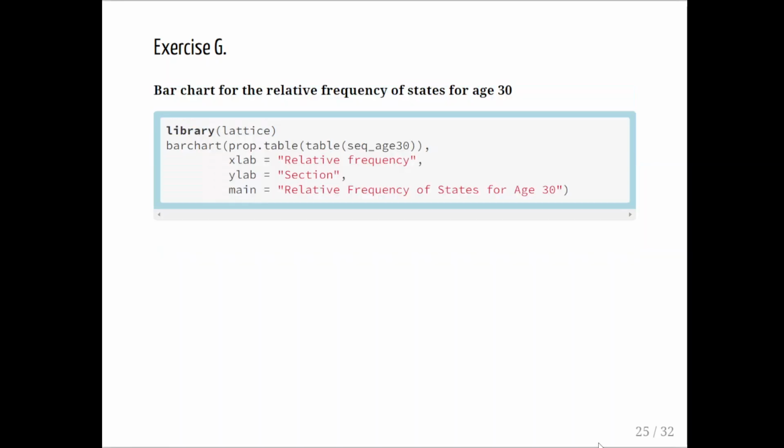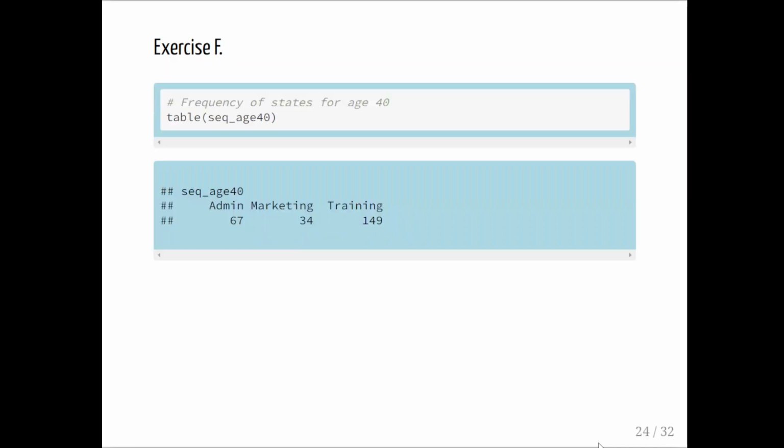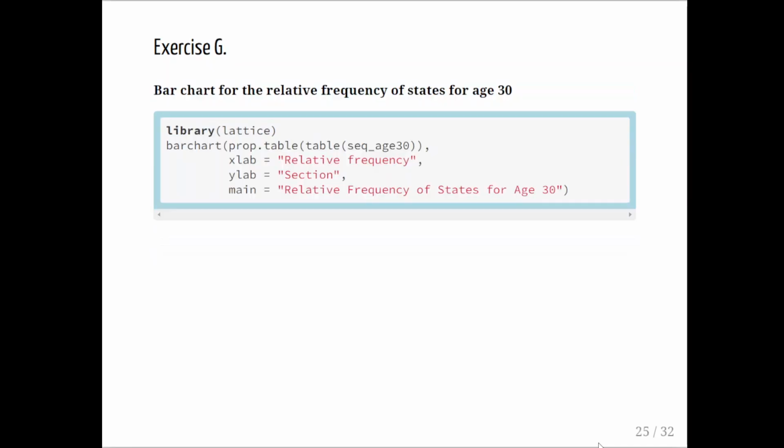Okay, a bar chart for the relative frequency of states for age 30. So I'm going to use lattice here. You can use ggplot or you can use base R, but I'm just going for lattice this time. So basically vary it a bit, because there are lots of good R packages that you can use. So the command is bar chart, prop table, that just turns these into percentages or proportions. xlab is relative frequency, y is section, just the x-axis label and the y-axis label and the title.